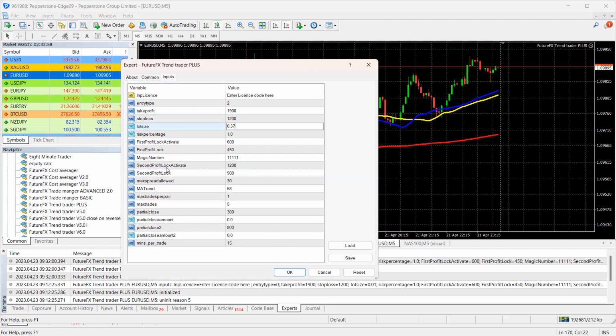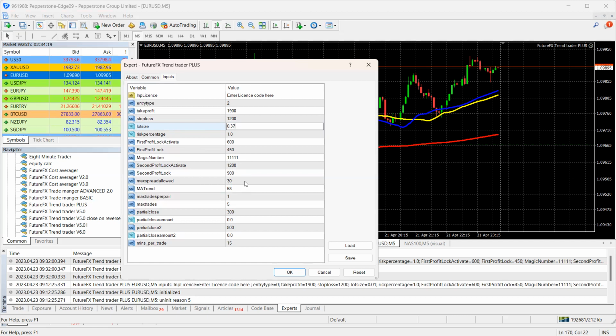And then we have the second profit lock activate and second profit lock. Those two work in conjunction together, exactly the same as profit lock 1 did. But once it gets into 1,200 points of profit, it's going to move the stop loss up to 900 points of profit.